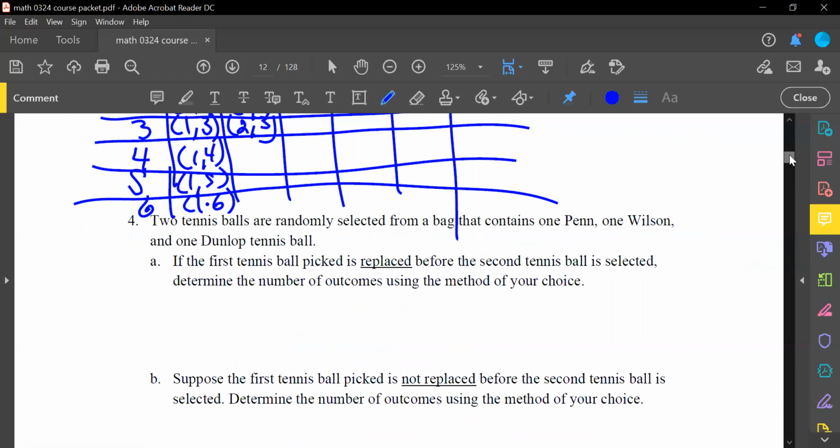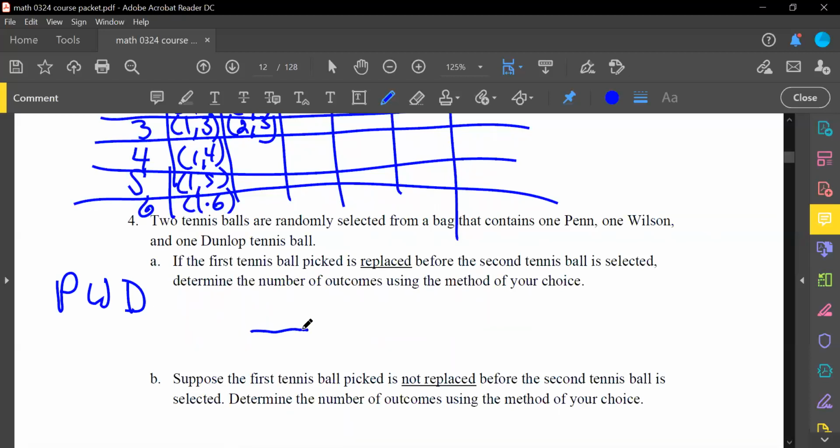All right, so we're going to do some counting problems. We have 2 tennis balls selected from a bag that contains 1 Penn, 1 Wilson, and 1 Dunlop. The first tennis ball is picked and replaced, and the second ball is selected. So basically, you pick one out of the bag, you look at it, you put it back in the bag, and you select another one. Determine the number of outcomes.